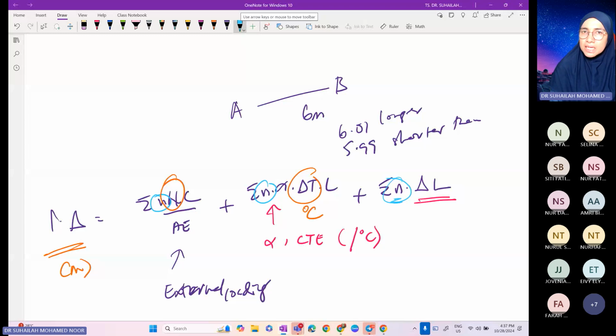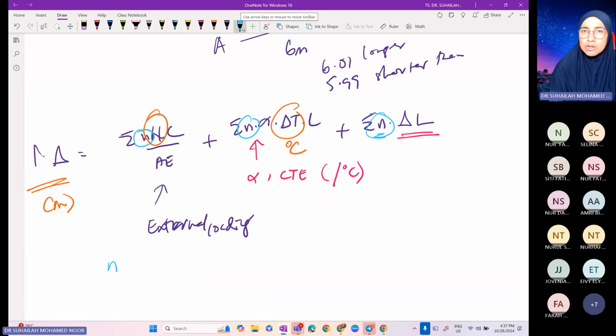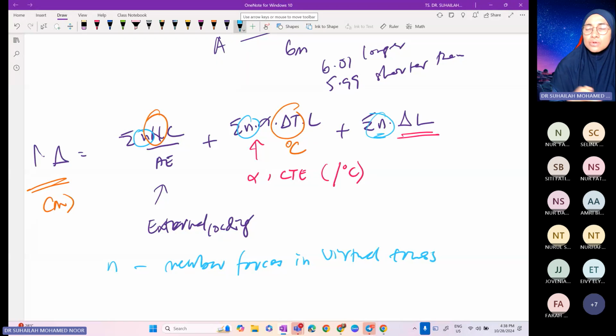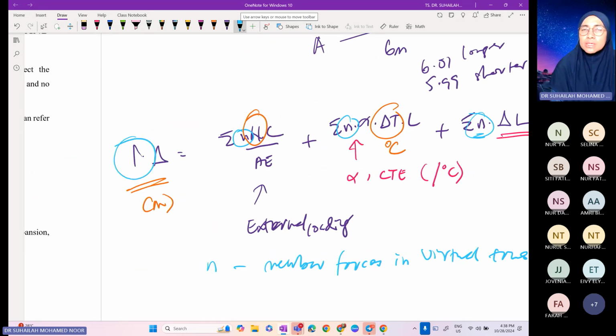All three have small n. What is small n? It comes from the unit load method formula. Small n is the member force in the virtual system, the virtual truss. So every equation has small n, for all three formulas. Small n has no unit. It is a member force without unit because the virtual load is a unit value, and a unit value has no unit. This is the virtual load we apply into the system.